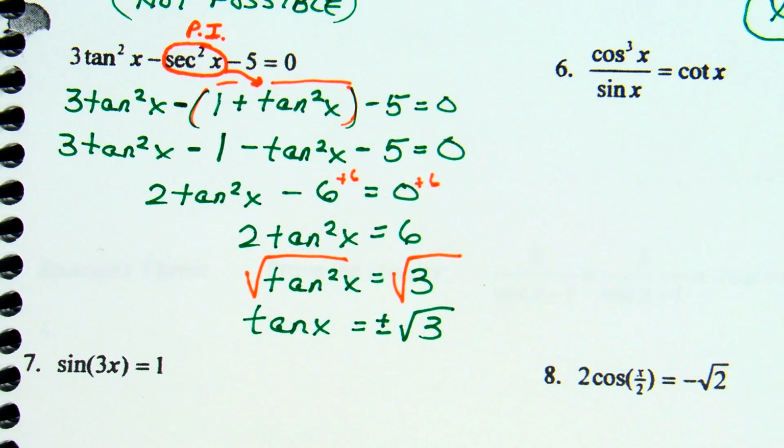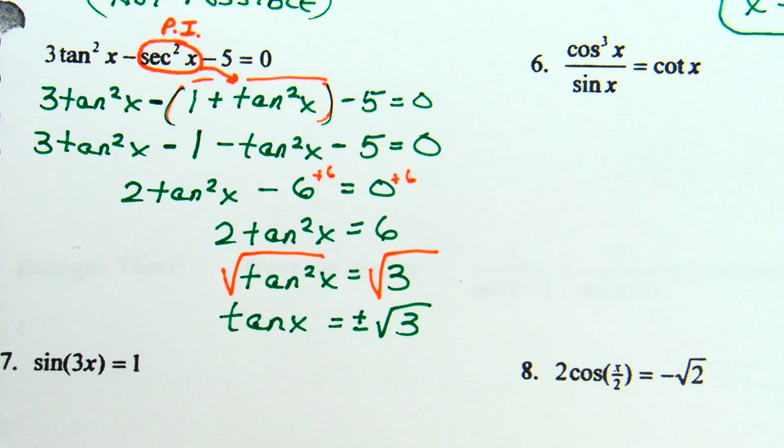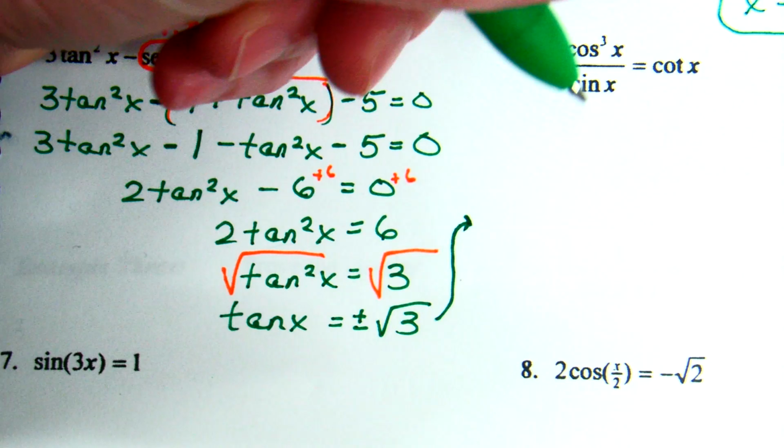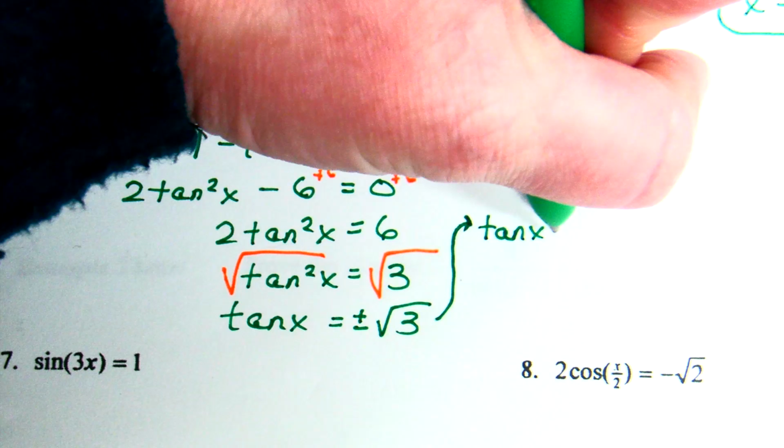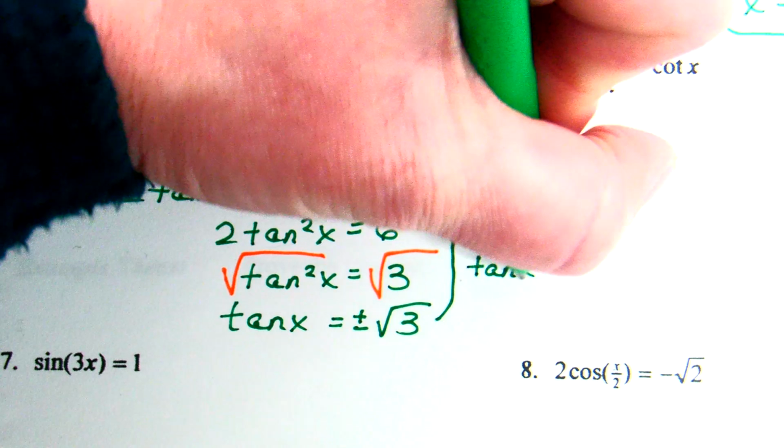So we are at that point. It's tangent x equals plus or minus square root of 3. I didn't leave myself room very well here, but oh well, we'll just go into 6 and make it work. We are asking ourselves then, when does tangent x equal the square root of 3? And when does tangent x equal negative square root of 3?